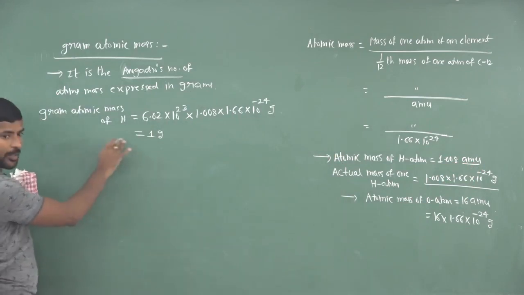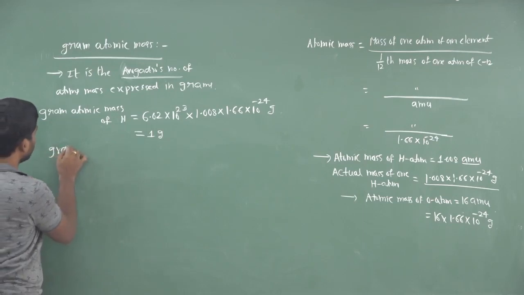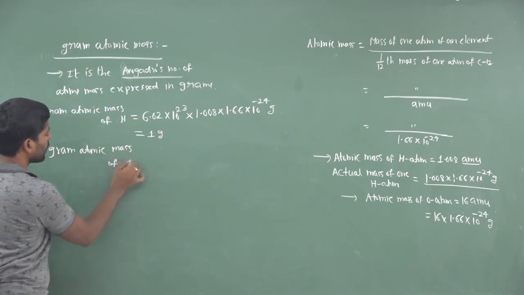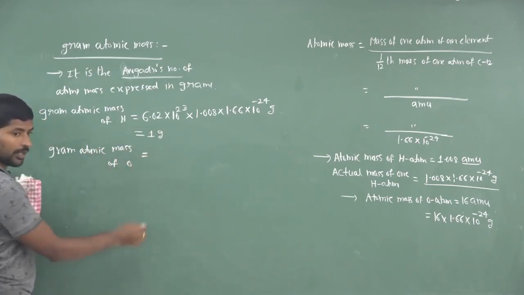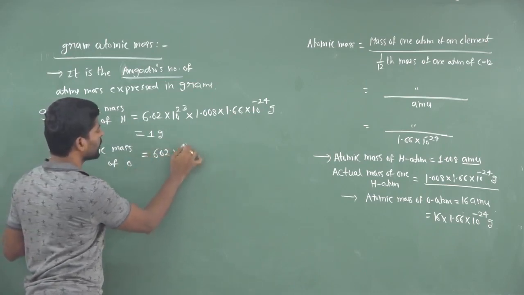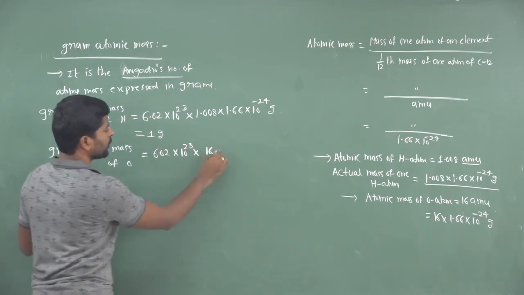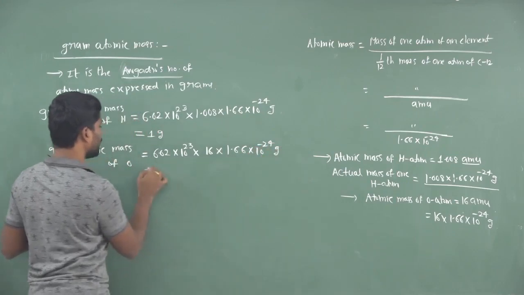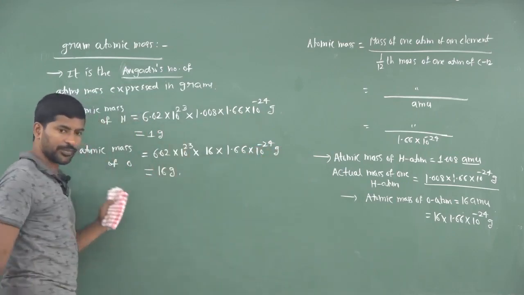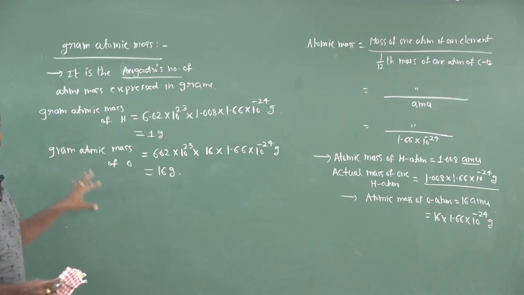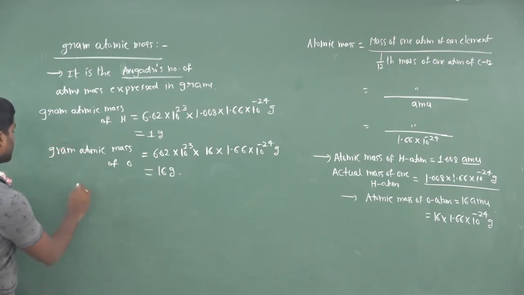Similarly, the gram atomic mass of oxygen: how many oxygen atoms' mass? Avogadro number of oxygen atoms mass. What is the mass of each oxygen atom? 16 into 1.66 into 10 power minus 24 grams. If you simplify this, we will get nearly 16 grams. So 16 atomic mass units is the mass of one oxygen atom, whereas 16 grams is the Avogadro number of oxygen atoms mass. Next one, molecular mass.